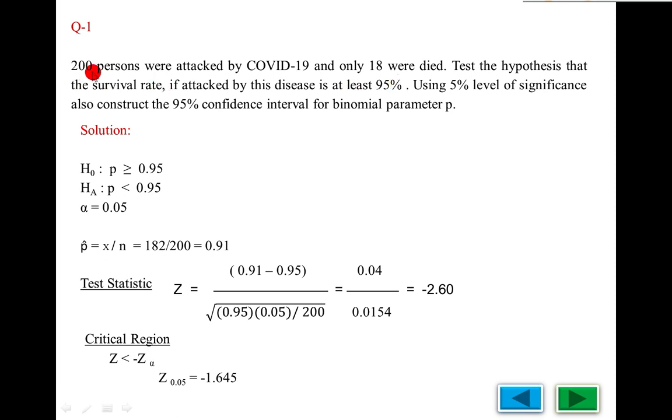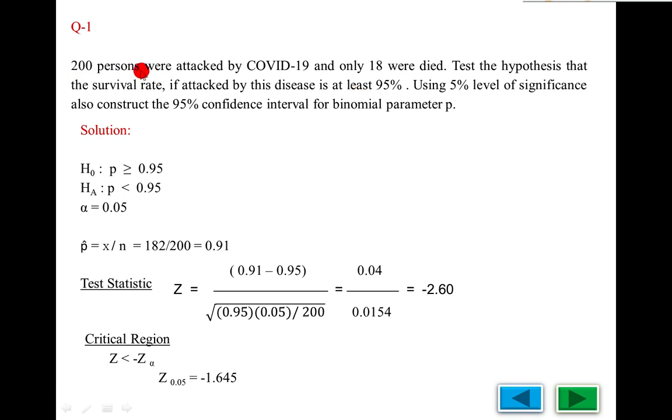So each word is most important, the data is most important. Then you can decide whether the statement represents the testing of hypothesis for mean, or testing of hypothesis for variance, or testing of hypothesis for proportion, or a question related to the probability distributions, etc.